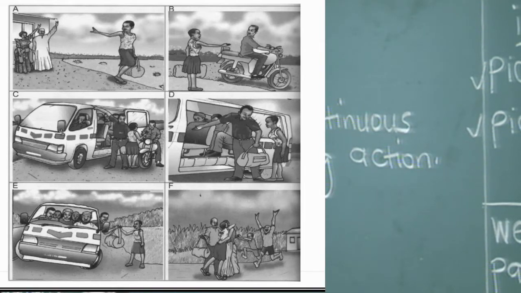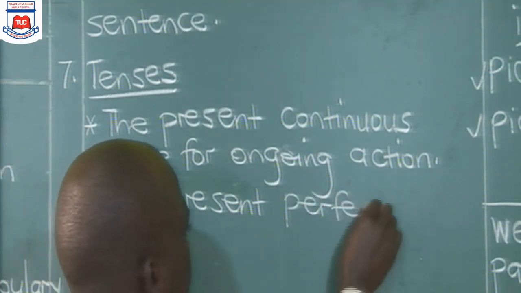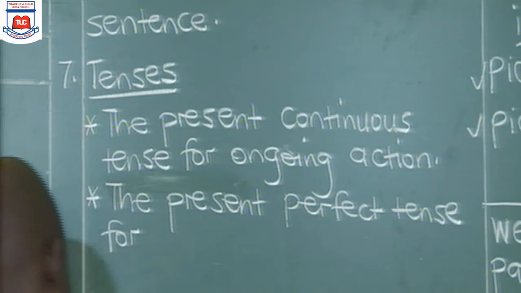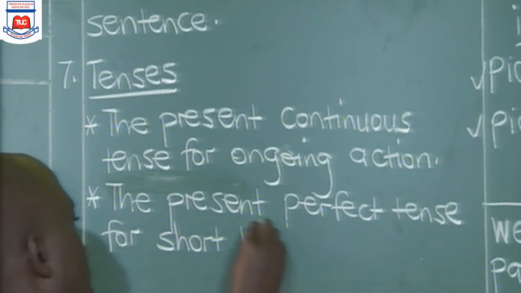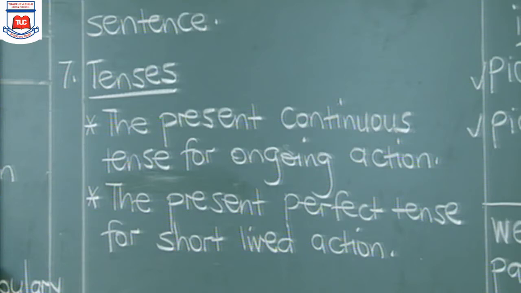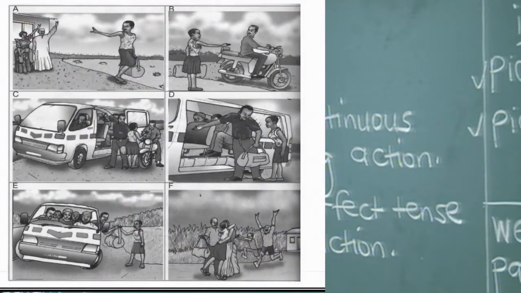The next tense that we are going to use here is the present perfect tense, for short-lived actions. What do we mean here? Look at the picture on your screen. If you look at picture E, we can say "the girl has boarded off," because we are saying she's off the taxi. She's not boarding off, but if the action is already finished, if she has already finished boarding off, we can use the present perfect tense.